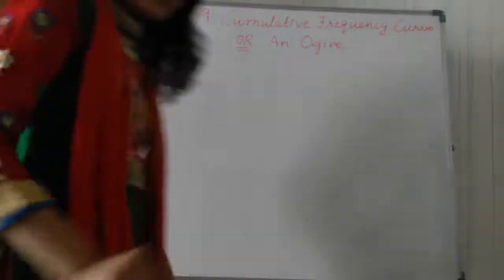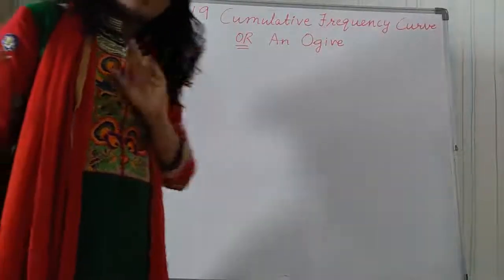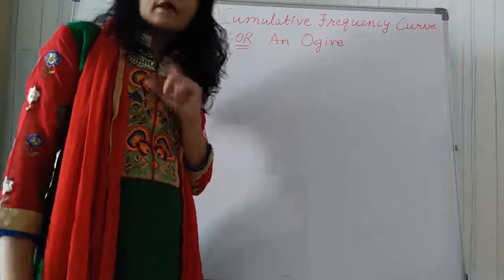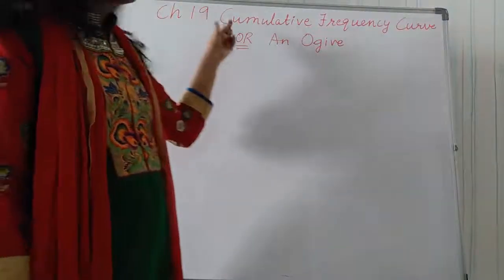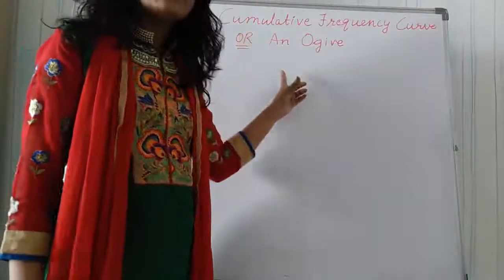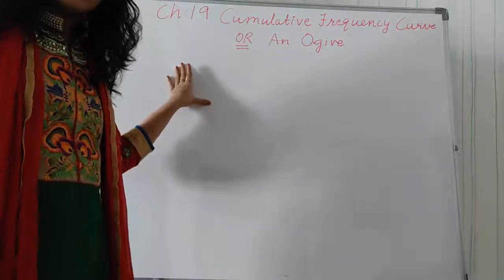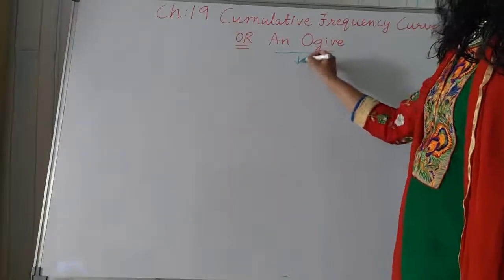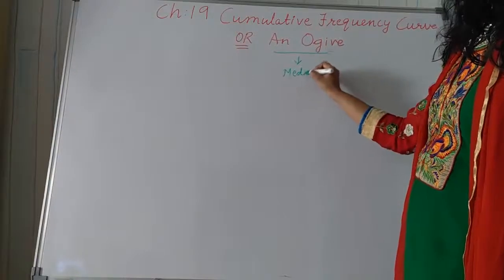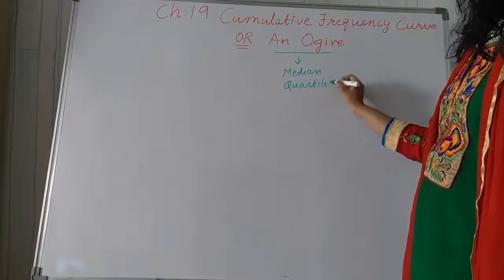Hello all dear friends. Today, chapter number 19, I have already explained histogram, but it was remaining to explain the cumulative frequency curve, or the other name for it is Ojive. Ojive is part of statistics, students, and generally it is used to get measures. Which are the measures here? We can find median and quartiles using the Ojive curve.